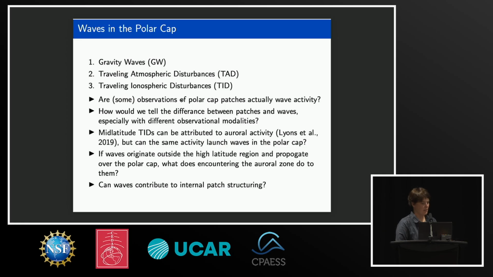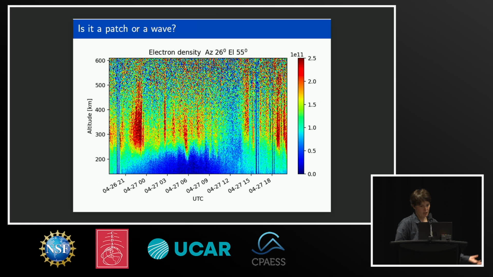So just in text, a summary of everything I just said. Some of the other things, how would we tell the difference between waves, especially when we're looking at everything with different observational modalities, all of which have downsides and blind spots. And yes, again, if we're having these waves, when they encounter all these dynamics that we know are magnetospherically driven, what happens? So again, finally, this is a prime example of the kind of figure that, depending on your background, you think is polar cap patches or gravity waves, or not gravity waves, TADs.